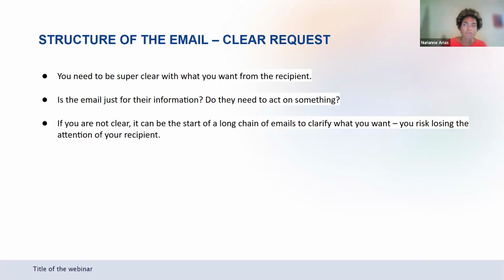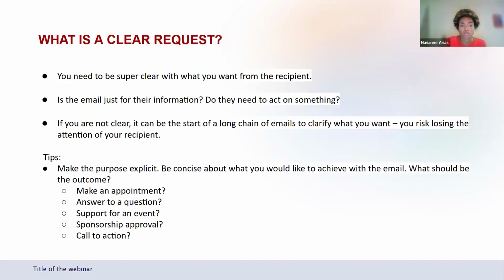So when we speak about a clear request, what is a clear request? We say you need to be super clear, indeed, but is the information there? Do you say what you want to have out of the email contact, or eventually what your goal is? If this is not clear, the person doesn't know what to do with your email. So they're going to spend time thinking about it, and you're going to wait for too long.